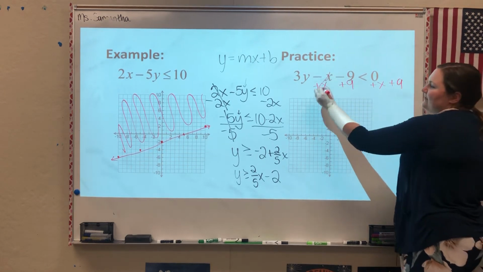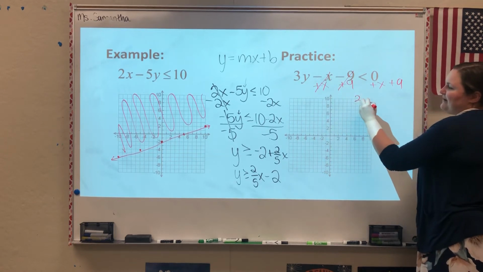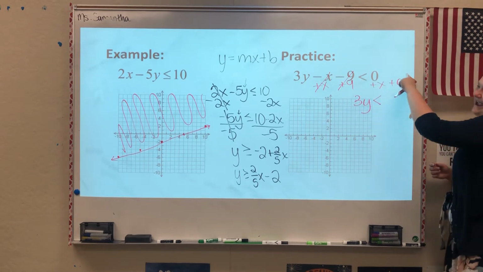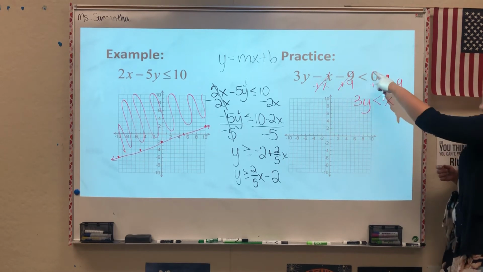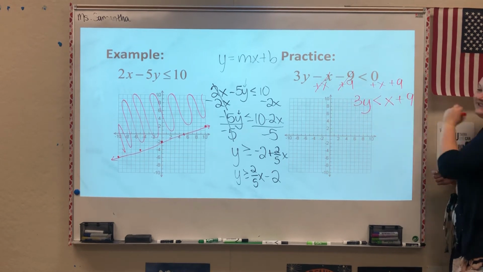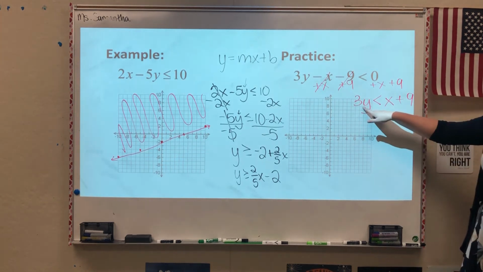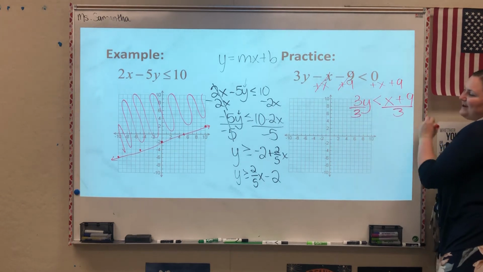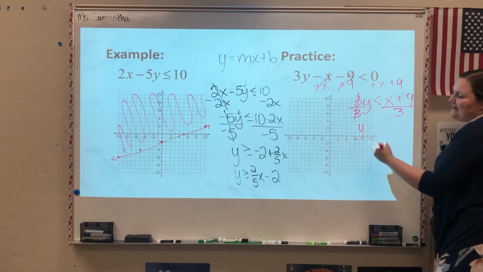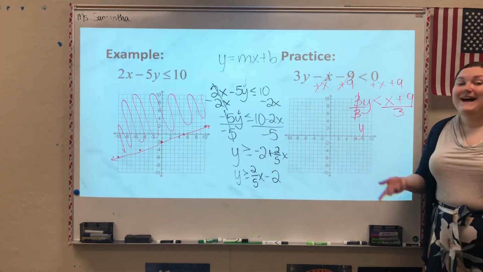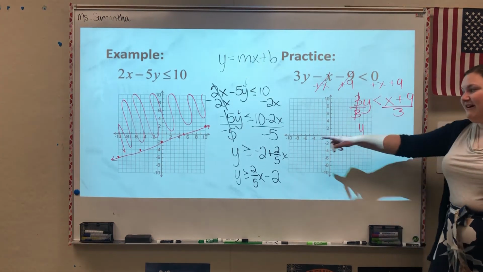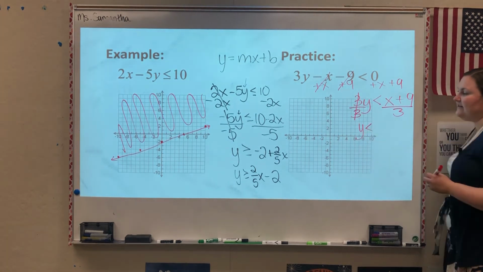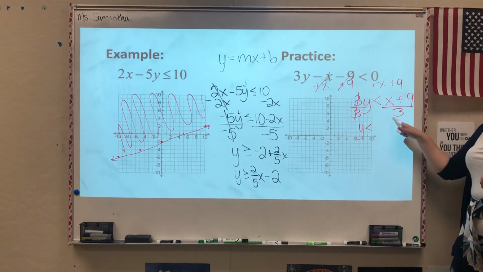If you do that, these cancel out, and I'm left with my 3y is less than, when I add all of this up, I've got an x, and then 0 plus 9 is 9. After that, to get y by itself, we want to divide by 3. Divide by 3 here, divide by 3 here. If I do that, I get y by itself. I'm dividing by positive 3. It's not negative, so unlike this time, I don't need to flip my inequality sign. I can just keep it as y is less than. Over here, x divided by 3.